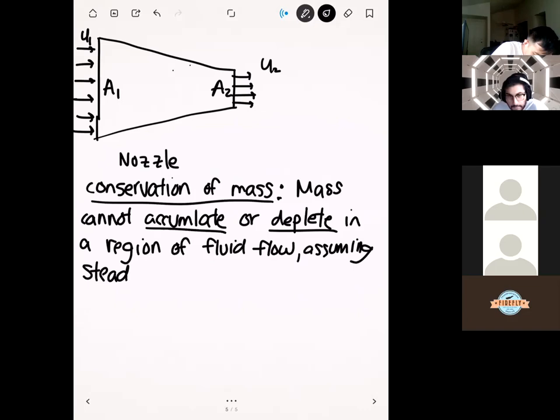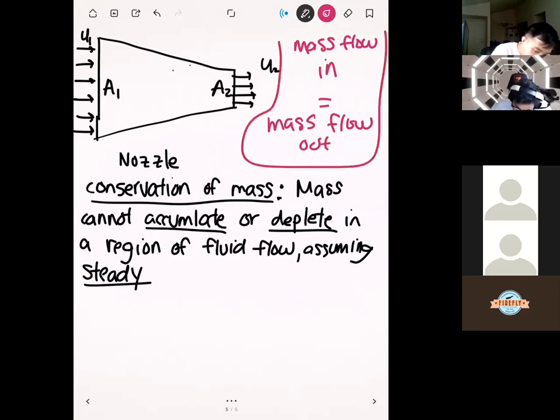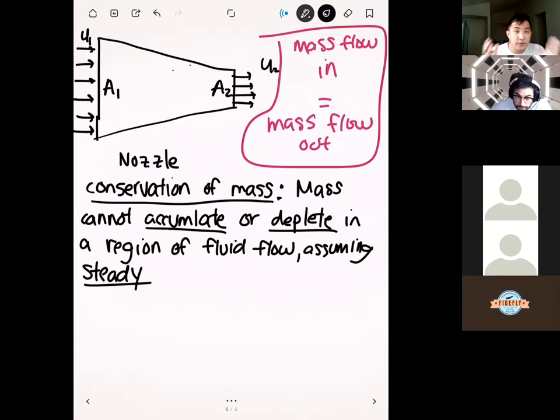And so if our flow is steady, then we can't have any mass that accumulates or depletes. Another way that we can say this, in a form that's more useful for computations, is that the mass flow rate into this area, in order for mass not to accumulate or deplete, has to be perfectly equal to the mass flow rate out. And so if you can compute the mass flow rate at one section of this nozzle, that has to be directly equal to the mass flow rate out of the nozzle.